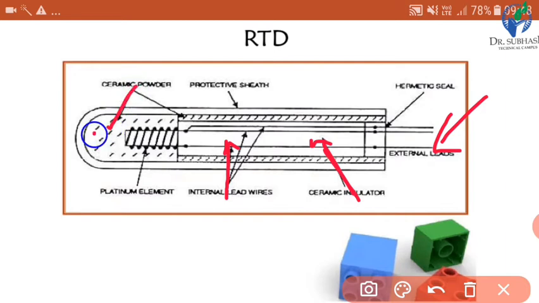Here we can see ceramic powder. Ceramic material is used for insulation purposes, and the outer sheath is the protective sheath. So these are the elements of an RTD, and we can see how the platinum element is used in this construction.